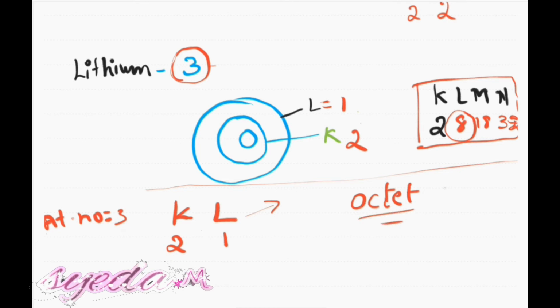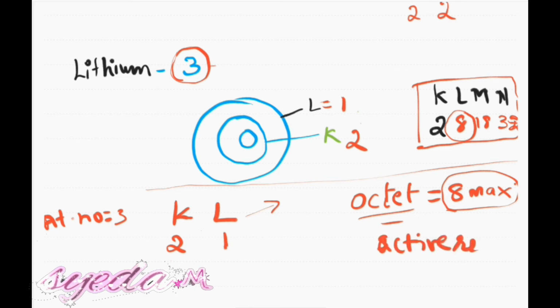Octet means the shell should have a maximum of 8 electrons. From the second shell onward, it should have 8 electrons. But this lithium is taking only 1 electron in the second shell. Therefore, it is not stable. It is reactive.